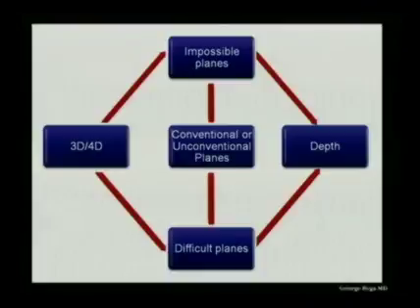Now, these planes can be the conventional planes, the planes that we are typically obtaining right now with 2D ultrasound, but may be difficult because of the fetal position, or can be unconventional planes. So an unconventional plane would be a plane that pretty much we're not taught to get because it was not possible or very difficult to obtain. A typical unconventional plane would be a mid-sagittal plane of the fetal head to obtain corpus callosum, septum pellucidum, and so forth.